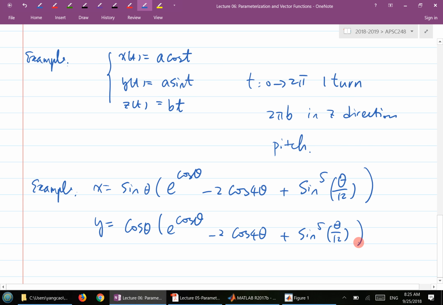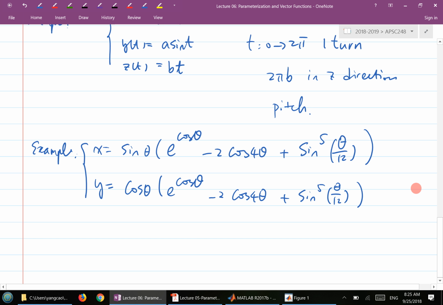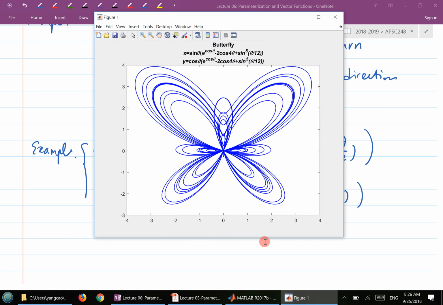I'll give you a parametric equation. It's not in the parameter t, but in theta, which is fine. So look at this one. What exactly does that represent? There's so many cosines, sines, and exponentials. It's just insane. But if you plot it out, treating theta as t, you get this. It's a butterfly, right? It's insane. There are many other situations like this.